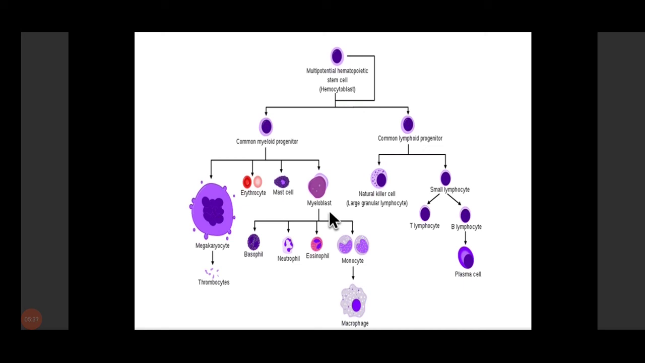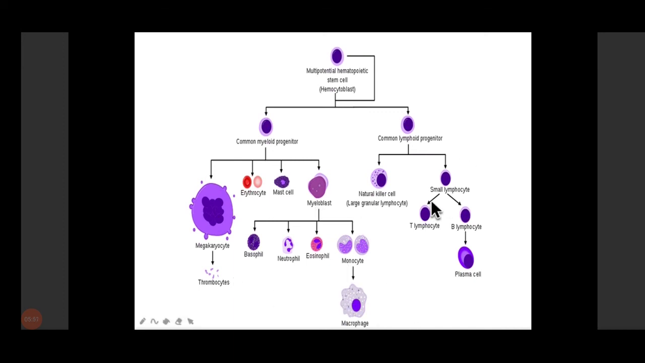This forms your basophils, your neutrophils, your eosinophils, and the monocytes in the peripheral circulation. When it goes into the tissue, it forms your macrophages or your histiocytes. This is your myeloid, which forms your erythrocytes, platelets, and your WBCs.